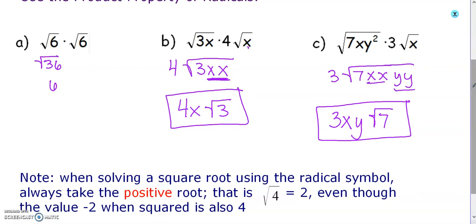You do have a note on your screen that when solving a square root using the radical symbol, we always take the positive roots.